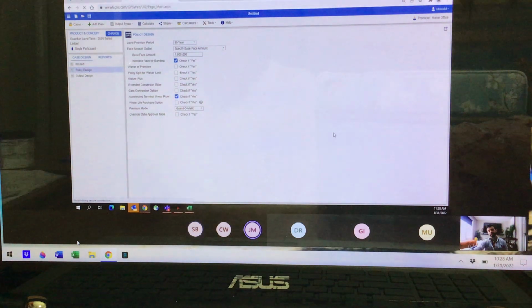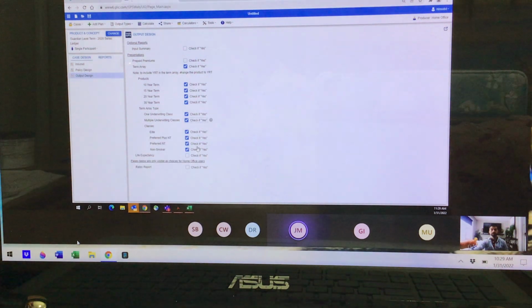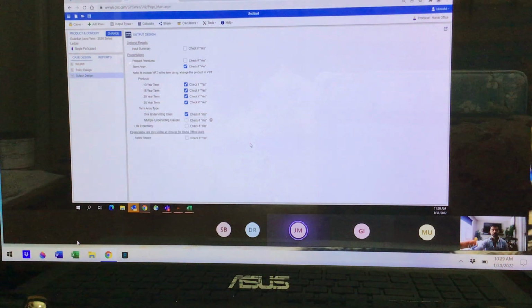And output design, really just going to give us a couple of options here. For instance, term array, if we have term array checked, it's going to let us see what the premiums would have been for a 10-year, 15-year, 20-year, 30-year term at that underwriting class, or we can actually choose multiple underwriting classes if we want to potentially see, all right, this is what it is at Preferred Plus, but if perchance you get Elite, it could go down to this. But let's run it at the one underwriting class. Once we're done there, hit calculate.